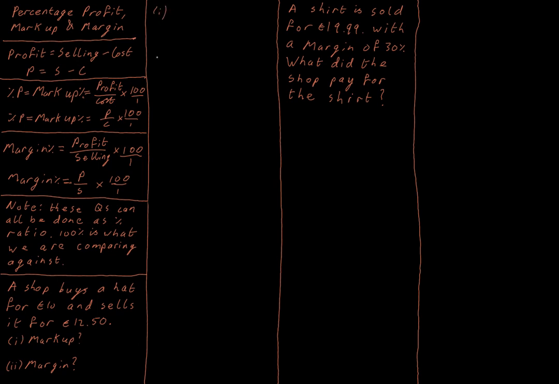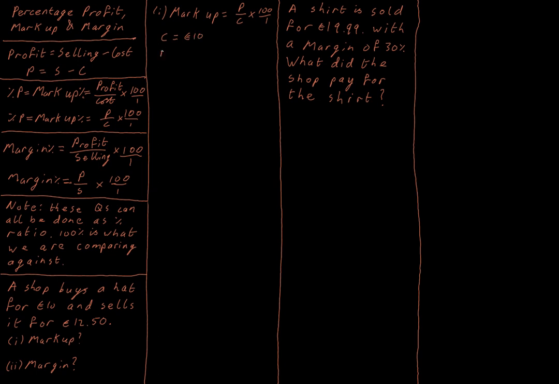If I see in a question that I'm asked about the markup, I'm going to immediately write down the formula. So I'm going to tell myself the markup is going to be my profit in euro over my cost multiplied by 100 over 1. So then I need to figure out what my profit is and what my cost is. Well, I'm told straight out in the question that the cost is €10. Don't have to do any work for that.